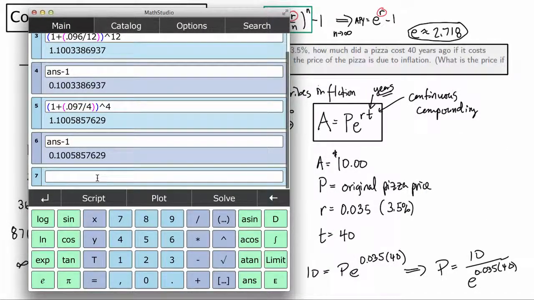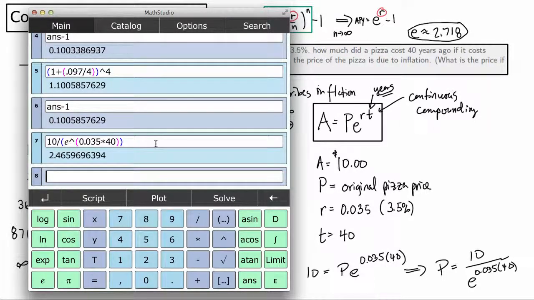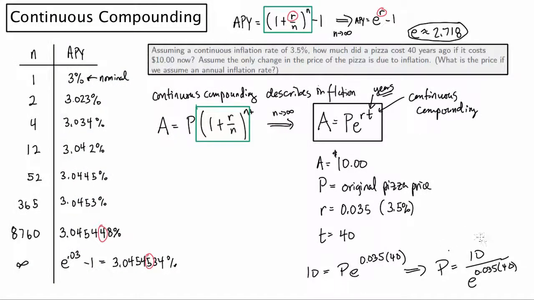Now let's just make sure that we have the right things going for us here. I want to do 10 divided by, and in order to get this exponential correctly, what I want to do is take e and raise it to the 0.035 times 40, making sure all that's in the parentheses there for the exponent. And then when I solve, I get that the price of the pizza is $2.47. So a pizza that cost $2.47 40 years ago would be worth $10 now at a continuous inflation rate of 3.5%.